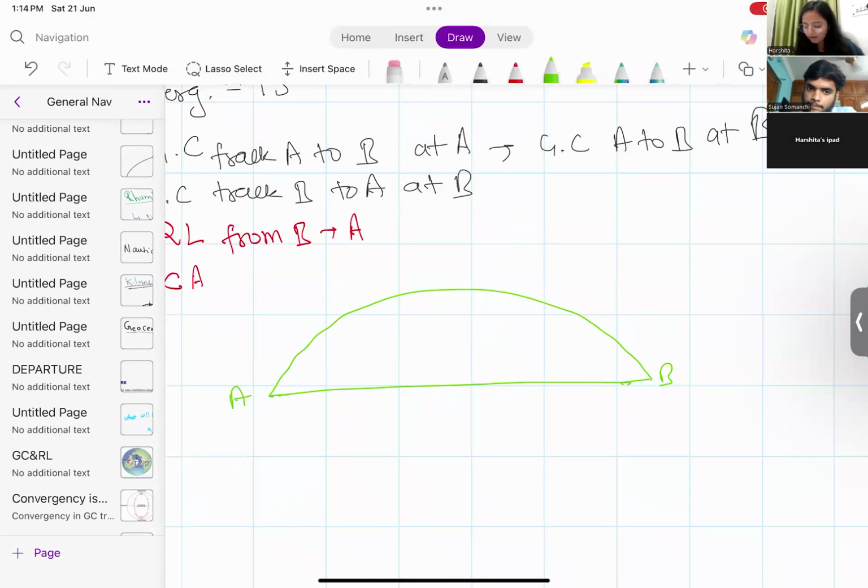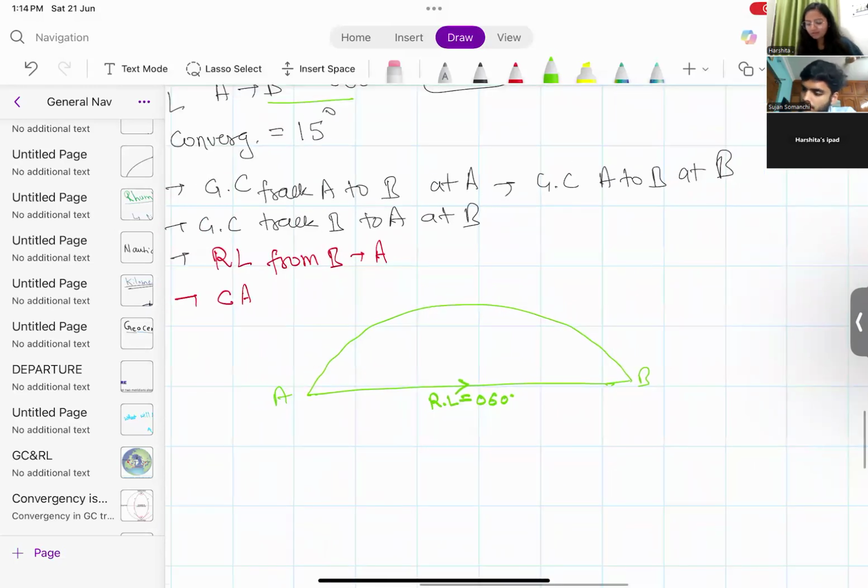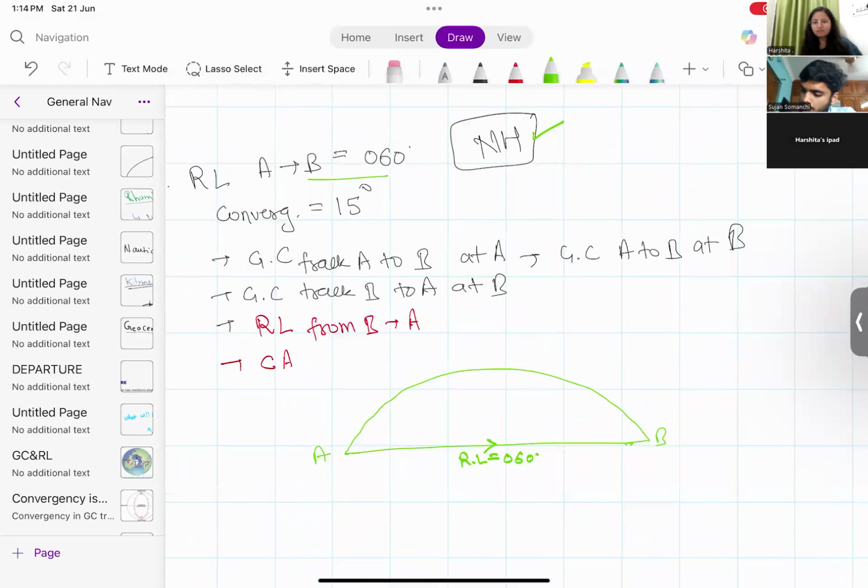The rhumb line is given as 060 degrees. And what is the convergence given? 15 degrees. If convergence is 15 degrees, can I say my conversion angle is 7.5? Very good. This angle is 7.5 degrees, and this angle is also 7.5 degrees. Now you try to find these values and tell me your answer. Then we'll continue forward.